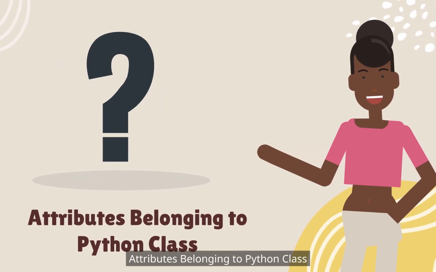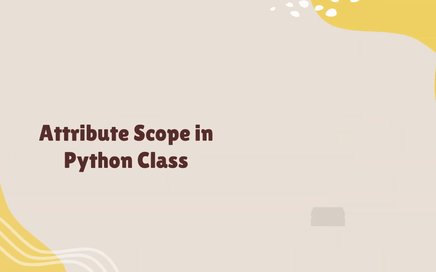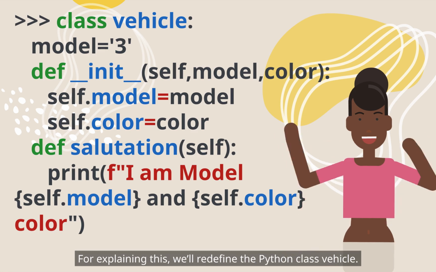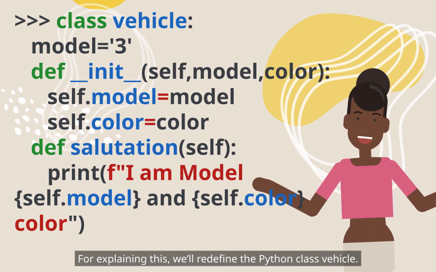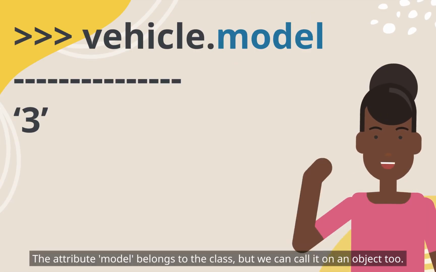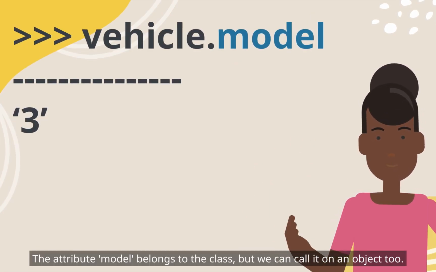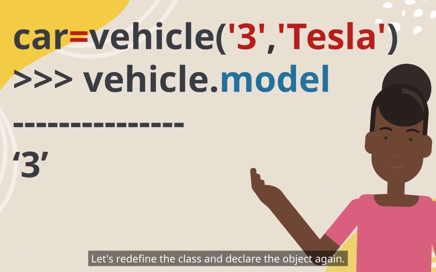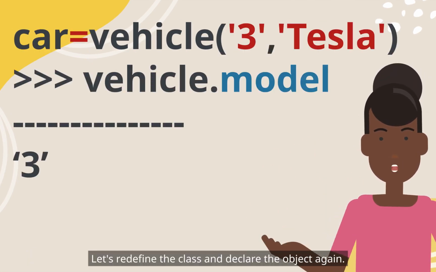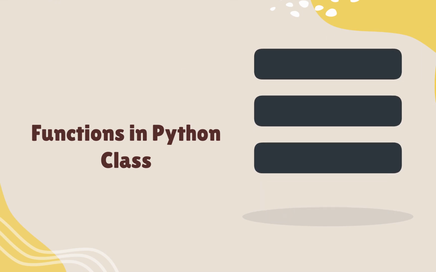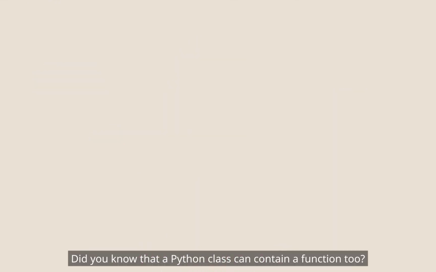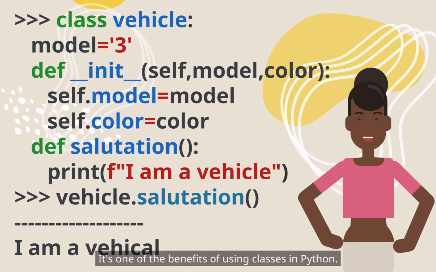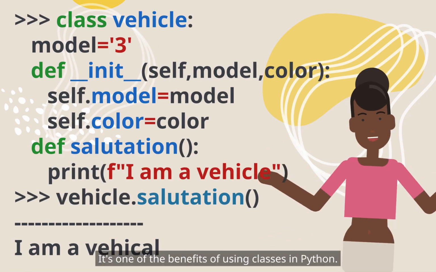Attributes belonging to Python class. For explaining this, we'll redefine the Python class vehicle. The attribute model belongs to the class, but we can call it on an object too. Let's redefine the class and declare the object again. Did you know that a Python class can contain a function too? It's one of the benefits of using classes in Python.